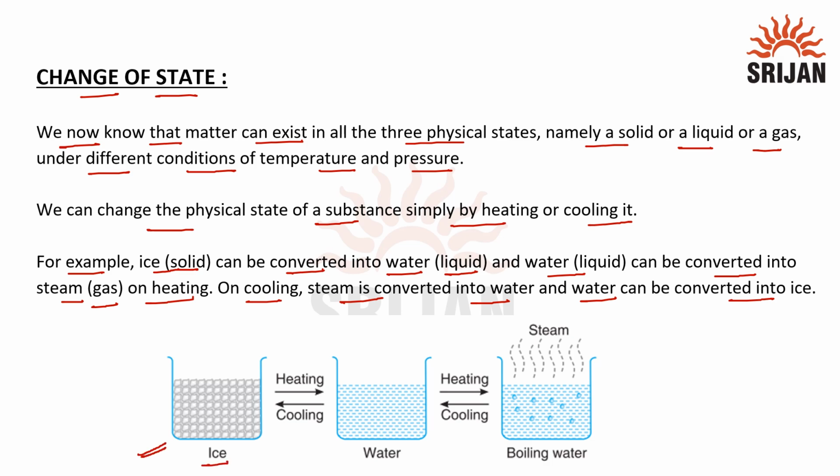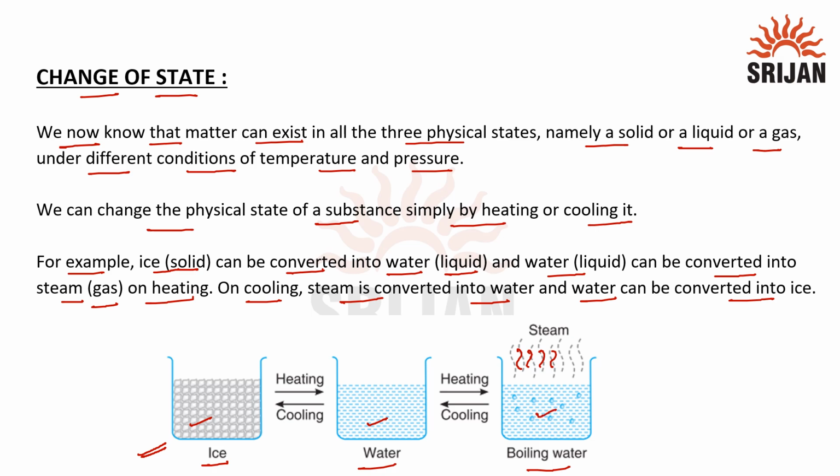So this is the solid state of water, that is ice. Then we have liquid water, and then we have the boiling water from which water vapor or steam comes out. This is the gaseous state. So, when we heat this ice, that is solid state, we can convert it into liquid state, and if we keep heating it, we can convert it into gaseous state.